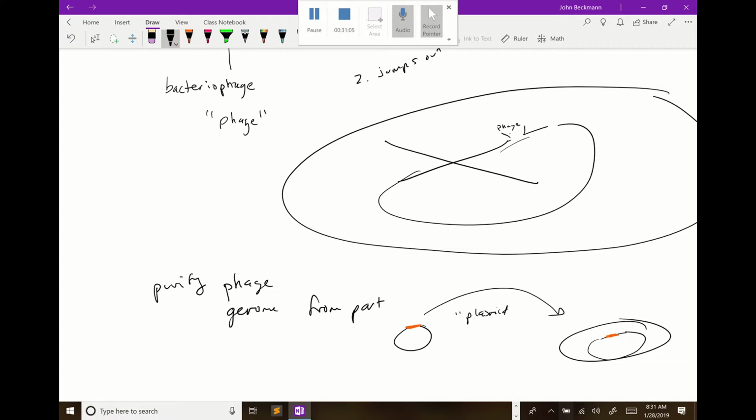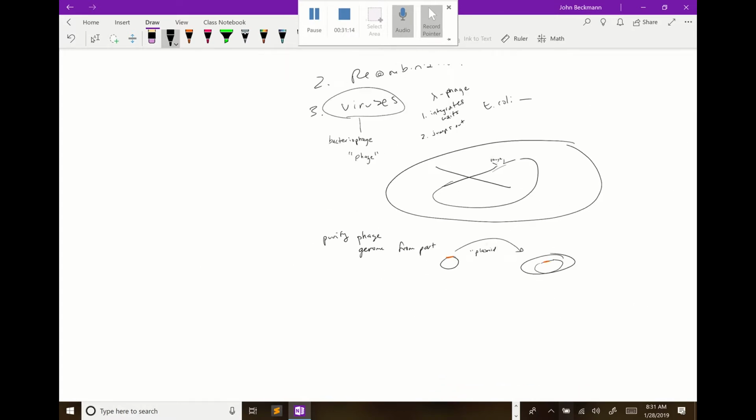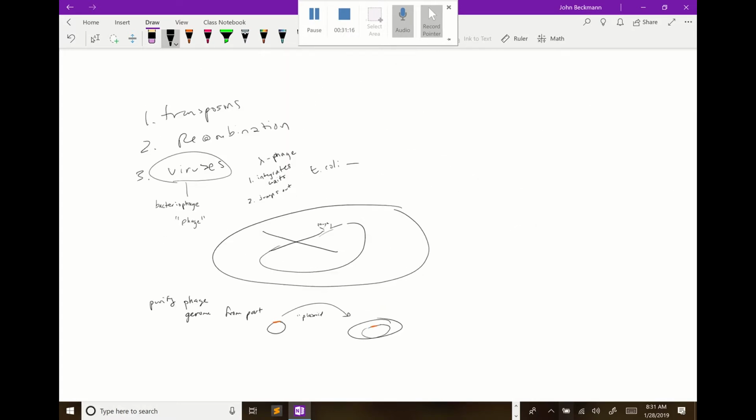And we didn't really have to do anything except use the machinery that was already built into the phage. The phage has its own integrase. It has recombinases. Sometimes it has its own replication machinery. So one third way that we can insert things, mechanisms of insertion, is utilizing viruses. Okay?